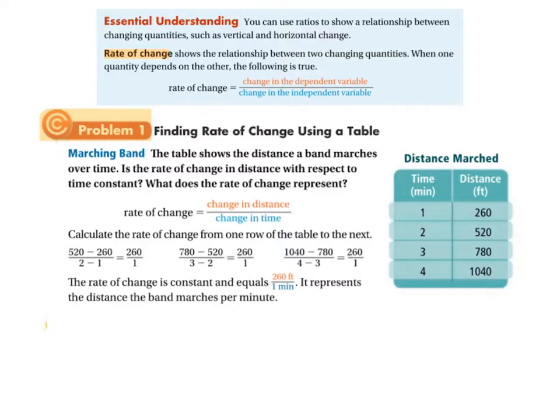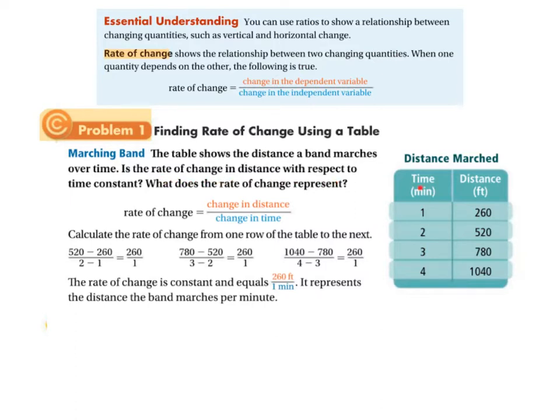But here's the information that we had up top. Remember, it's the change in the dependent variable, and the dependent variable is the y value, that second column in a lot of what we're going to have here, over how much the x value, or that first column, changes. And so we need to actually take 2 points and calculate it. For this problem, they say a marching band shows the distance the band marches over time. What is the rate of change in distance with respect to the time? Is it constant?